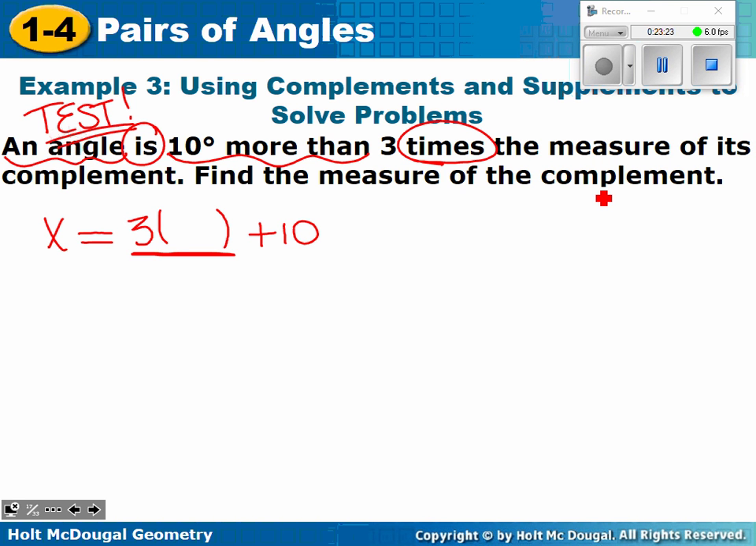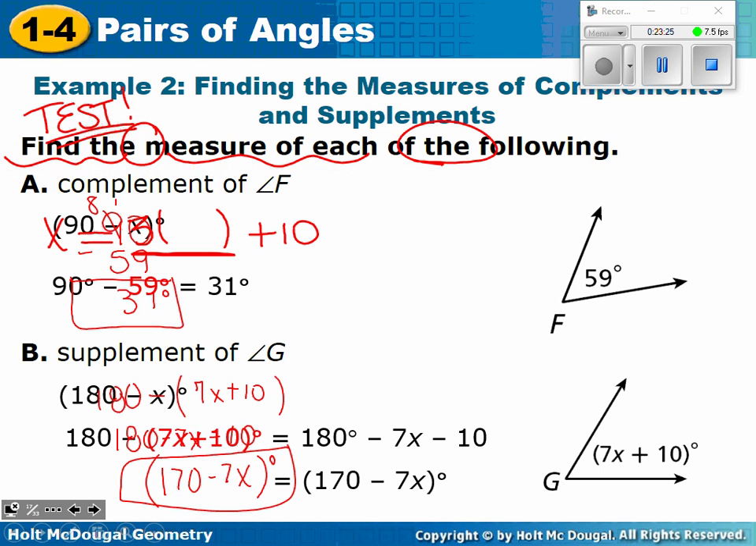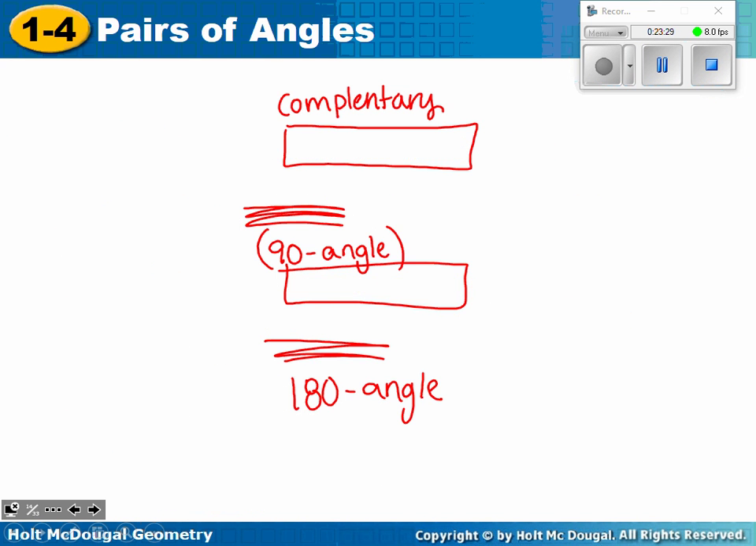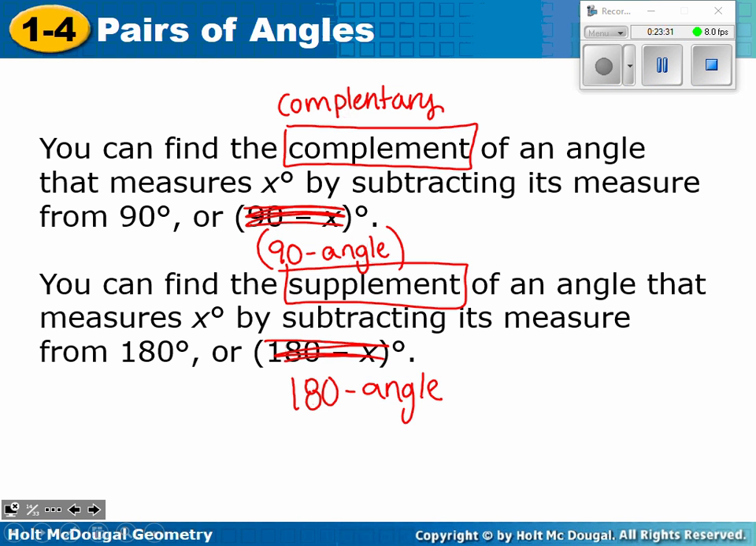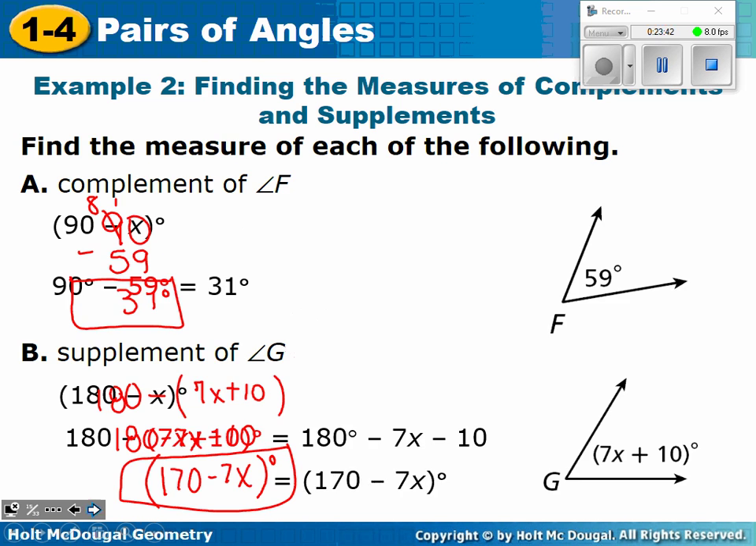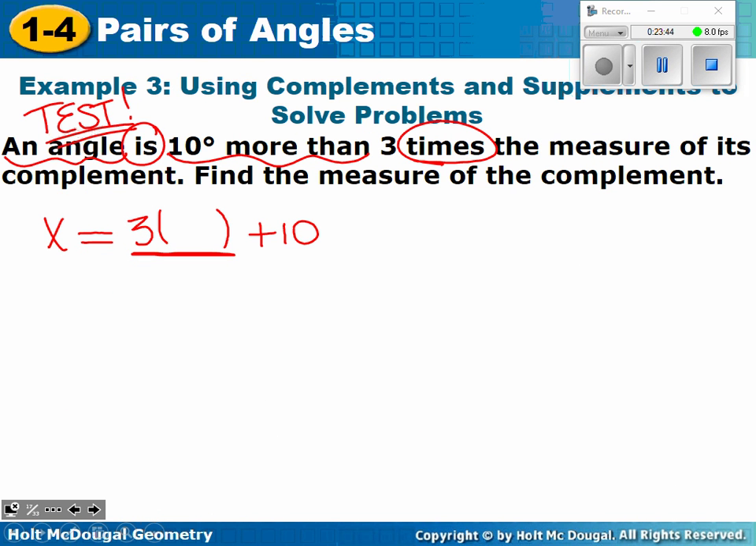Go back to your definition for complement. What did I tell you to use for the definition for complement? 90 minus the angle. So complement should be 90 minus the angle. So when you see that word complement in your word problem, always write down 90 minus and then whatever you've called your angle. So the complement should be 90 minus, and what did we call the angle? x.